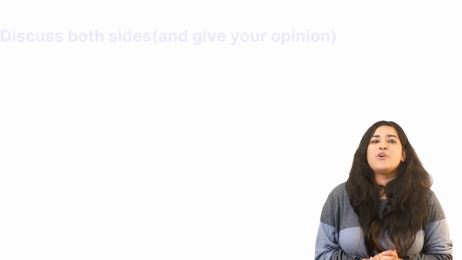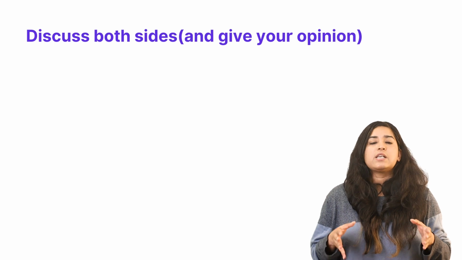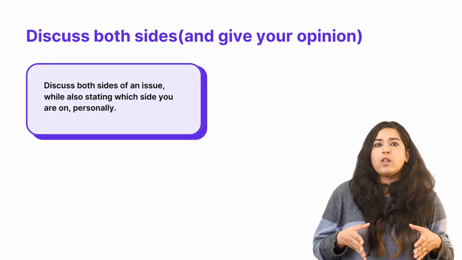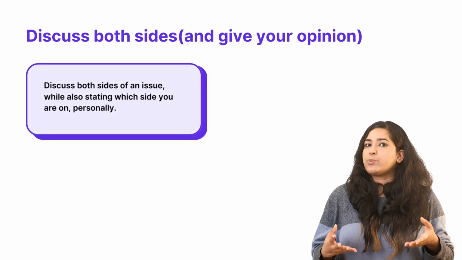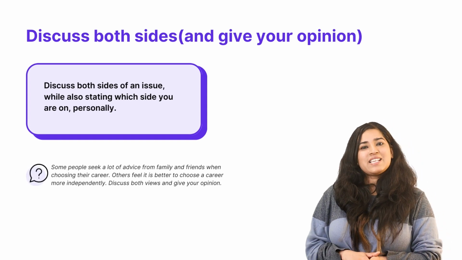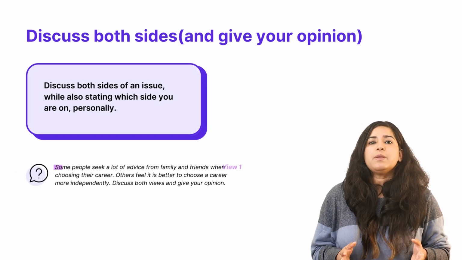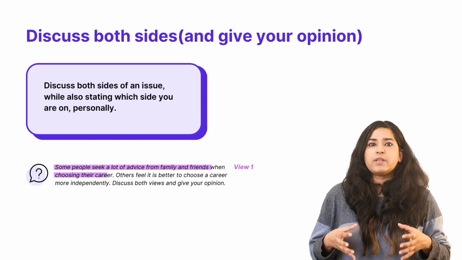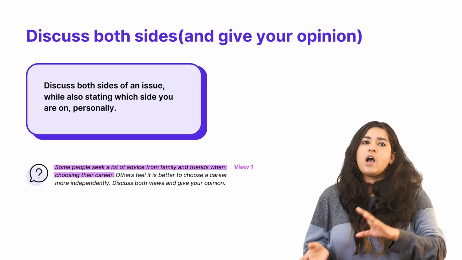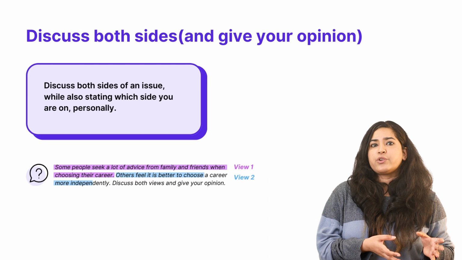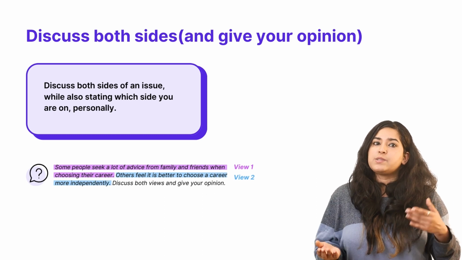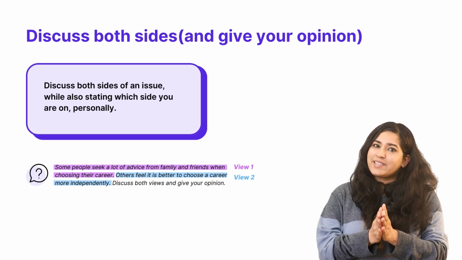And now, the final question type, discuss both sides and give your opinion. For this question type, you will have to discuss both sides of an issue, while also stating which side you are on personally. Here's an example of this question type. Some people seek a lot of advice from family and friends when choosing their career. Others feel it's better to choose a career more independently. Discuss both views and give your opinion.